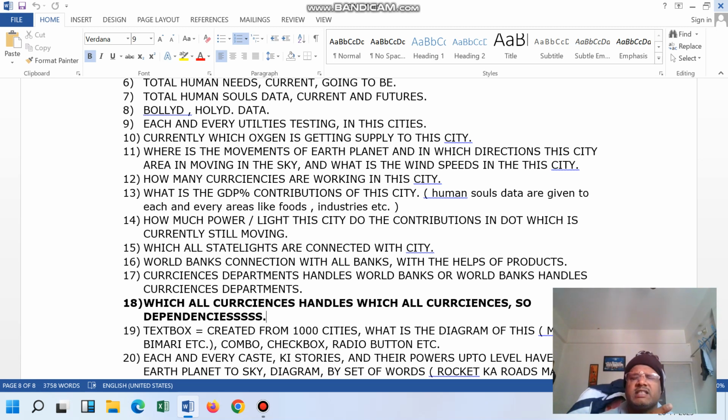And if it is affecting each and every area, and those areas are connected to which countries, up to that level the currency is affected. That's why I'm telling you that every time more than 1,000 books are created on the increase and decrease of currencies and the dependency of currencies.